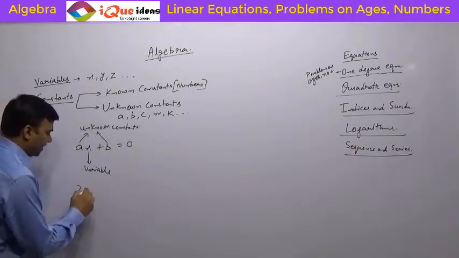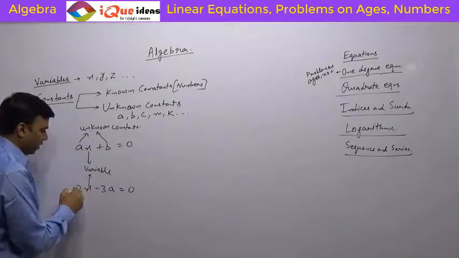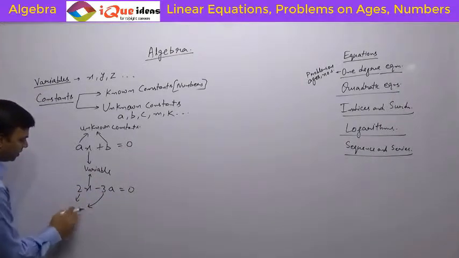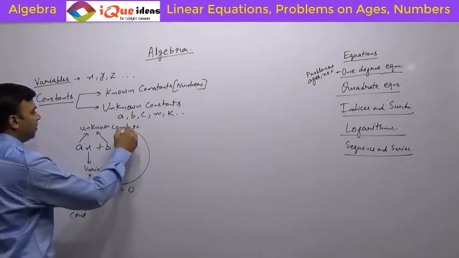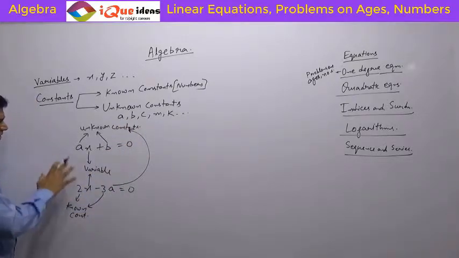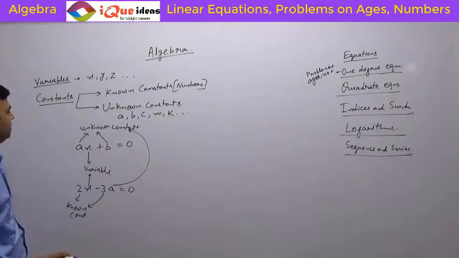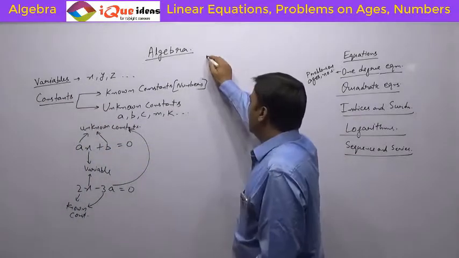Now if I have 2x minus 3a equal to 0, here x is the variable, 2 is the known constant, 3 is the known constant, right? So 2 and 3 are known constants, a is the unknown constant. Right? This is just to understand, just to know their types and the properties. That's it, nothing else.